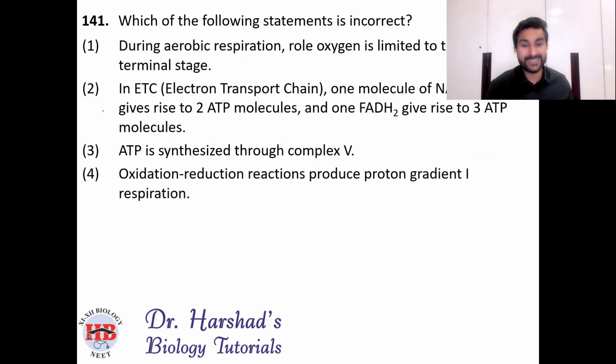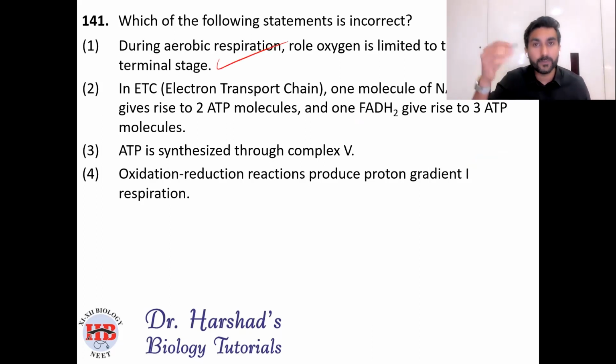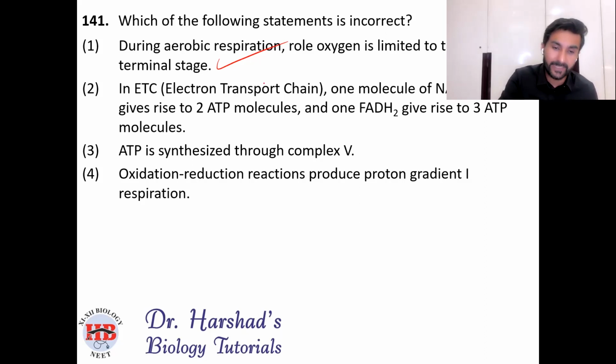Which of the following statements is incorrect? During aerobic respiration, the role of oxygen is limited to the terminal stage. Correct. It's called terminal oxidation, the last step of ETS. In ETS or ETC, the electron transport chain, one molecule of NADH plus H gives rise to 2 ATP, whereas one FADH2 gives rise to 3 ATP. We've got our incorrect statement here, because if you remember, NADH gives you 3 ATP and FADH2 gives you 2. So they have switched it. That is an incorrect statement.